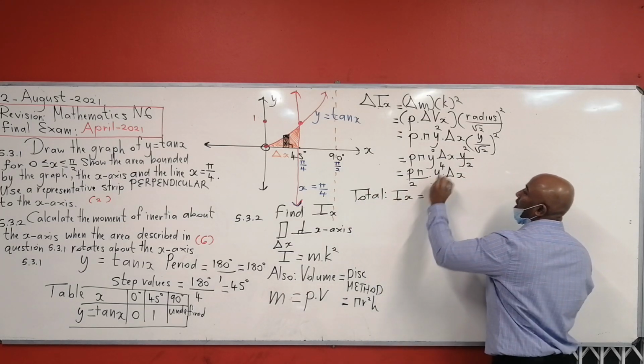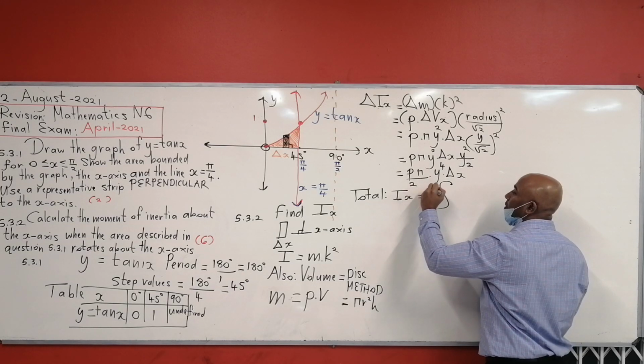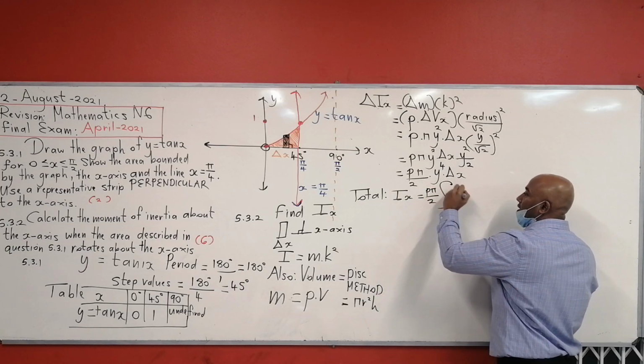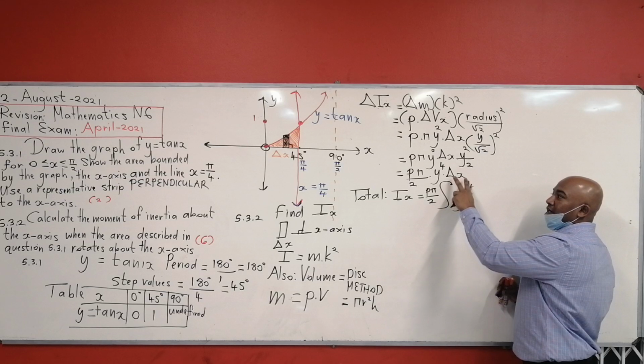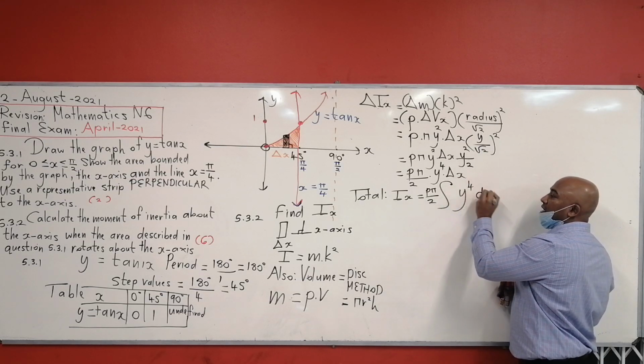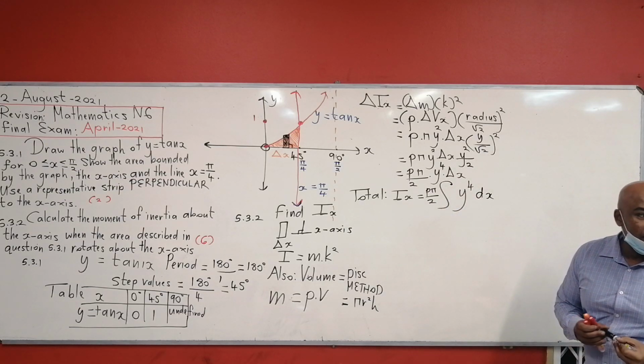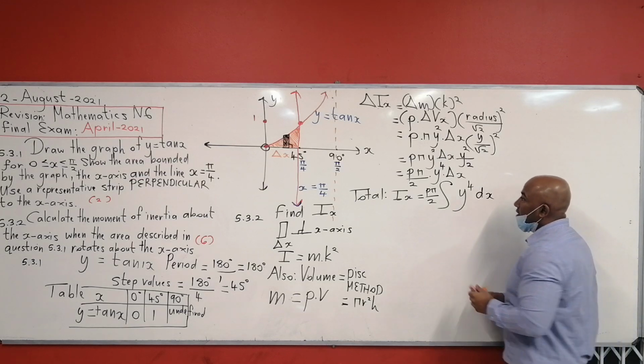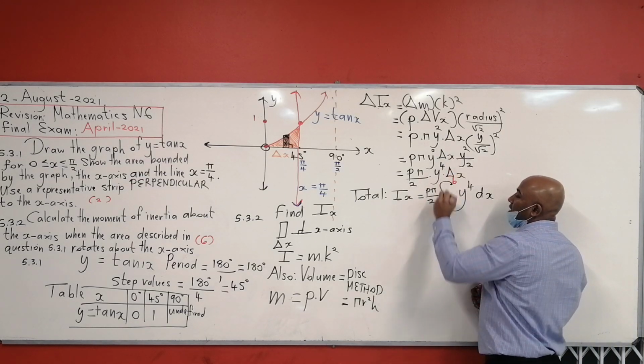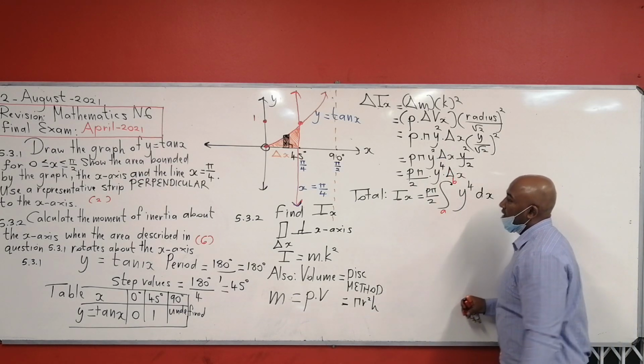Now total. So now we put in our integration sign. We got our rho pi over 2, that's y to the power 4. Delta x becomes dx. We are integrating with respect to x. And then we will be substituting our values b and a.